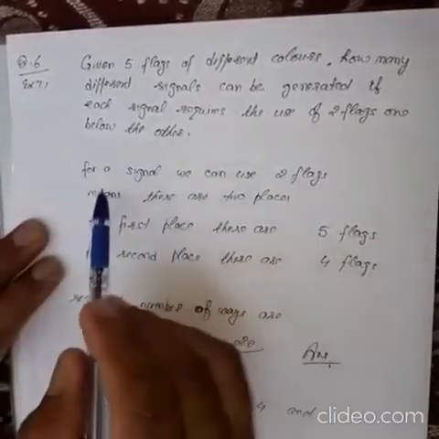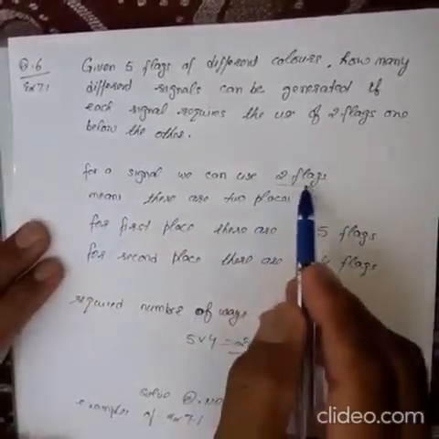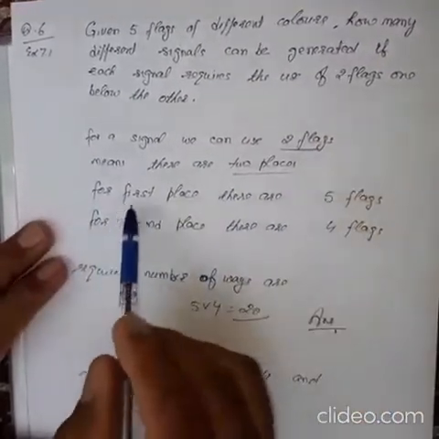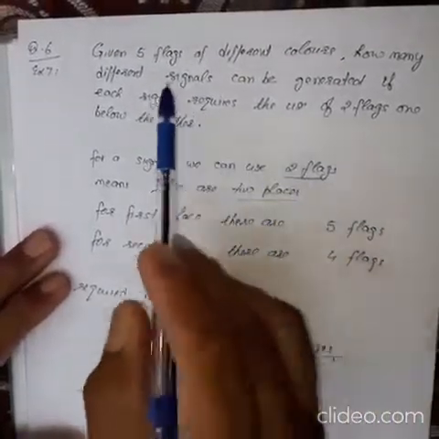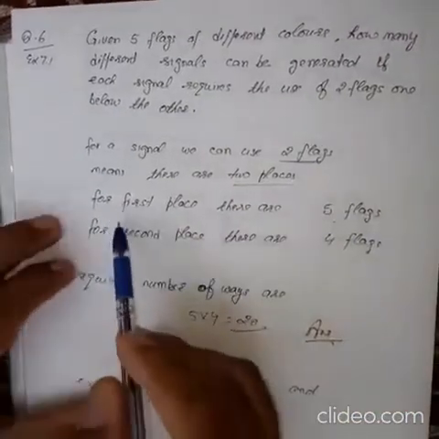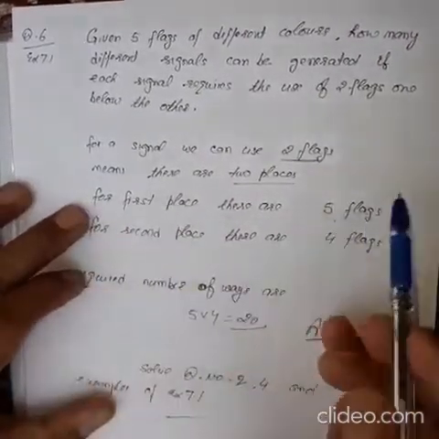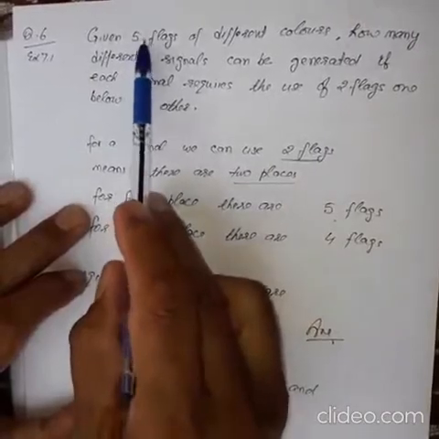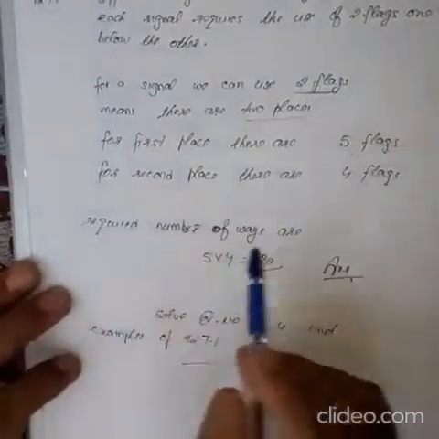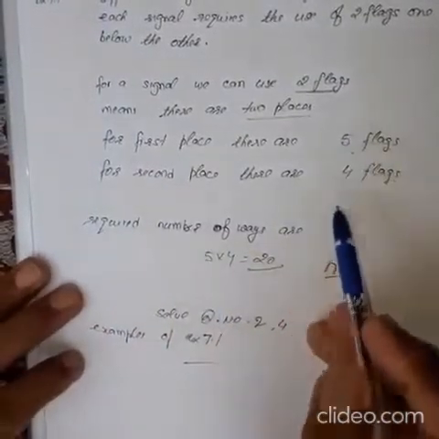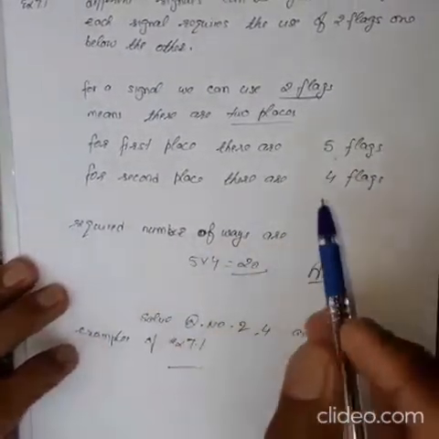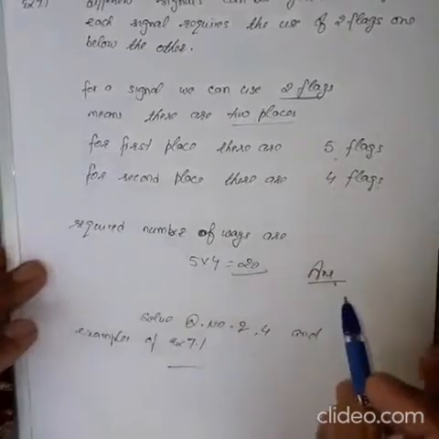So solution: for a signal we have to use 2 flags. It means there are 2 places to fill. So for the first place, now we can use any one of the 5 flags available with us. So there are 5 options. Now because we have used one option here, so remaining flags available will be 4 now. For the second place there are 4 options, and total number of ways we have to multiply, that is 4 multiplied by 5, and 20. So it means 20 such codes can be generated. I hope it is clear.